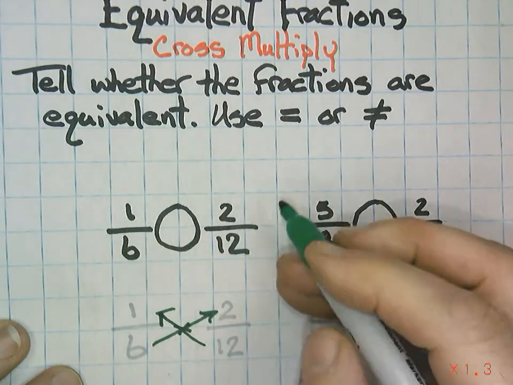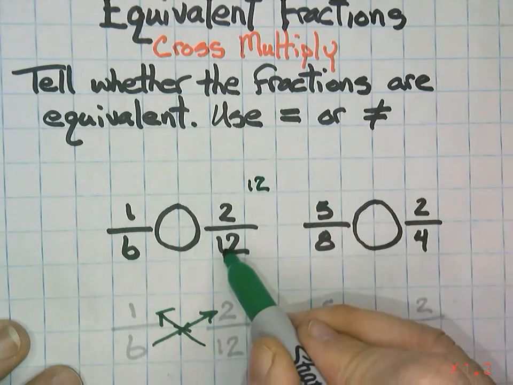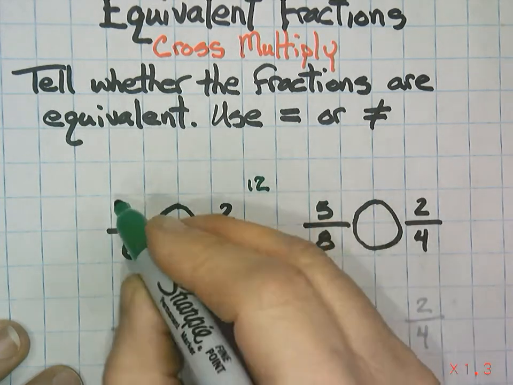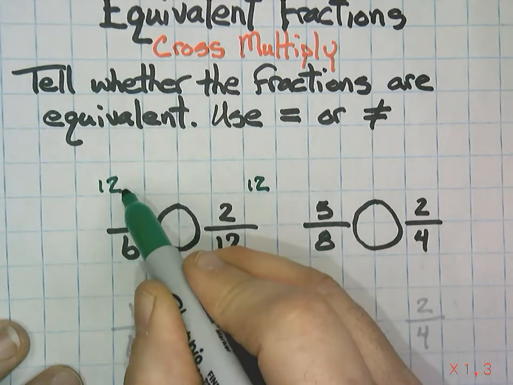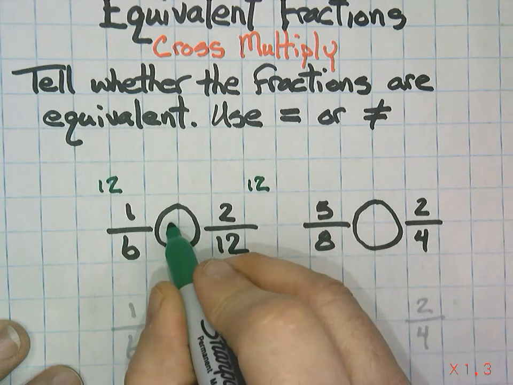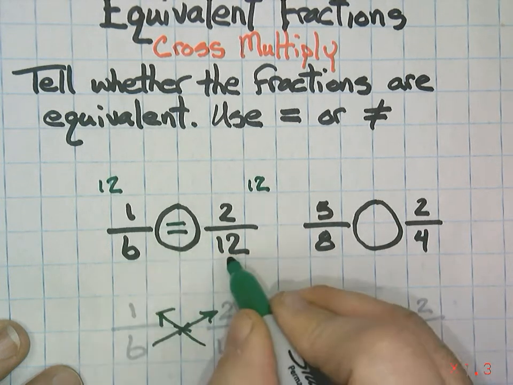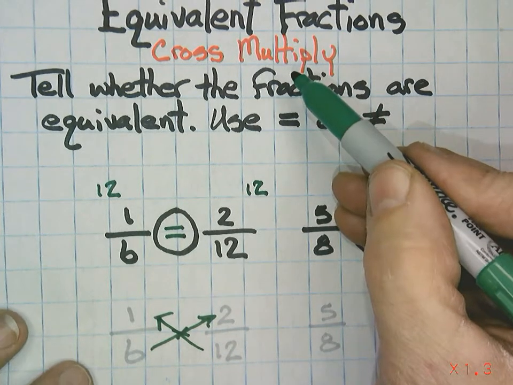6 times 2 is 12. 12 times 1 is 12, and I can see when I check on the left and the right that 12 and 12 are equal. So 1/6 is equal to 2/12 using a cross multiplication strategy.